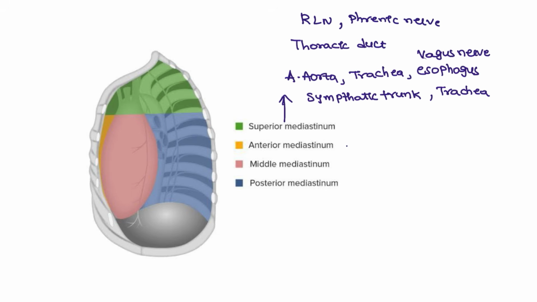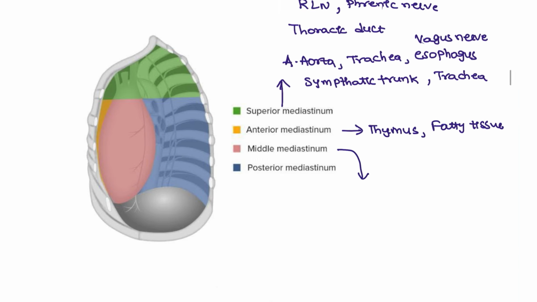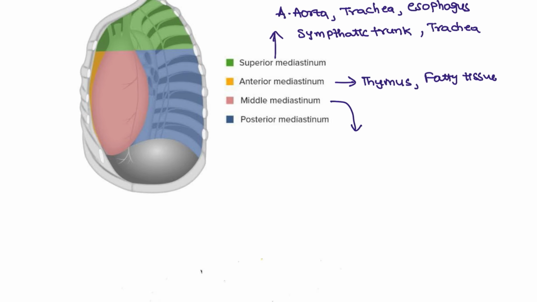Coming to the anterior mediastinum. In the anterior mediastinum, we have the thymus gland and also some fatty tissue. Okay, next we also have the middle one. In the middle, there is the heart, most importantly, and also the pericardium, right? The pericardium is an important structure present here, and the phrenic nerve. So from the superior, it comes into the middle one.